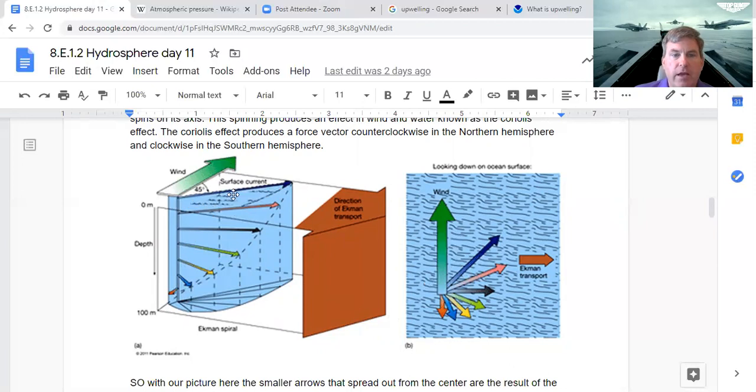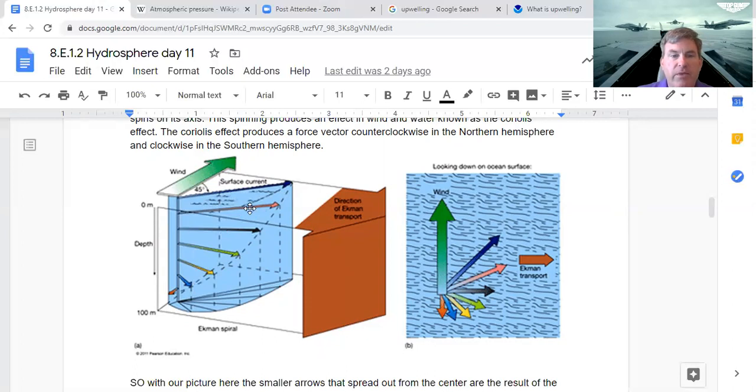Well, that current, as that water starts moving, has friction on the layers below it and drags the layers below it with it. But again, because of the Coriolis effect of the Earth spinning, every segment as you go down has a little bit more of an angle off to, in this case, the right.